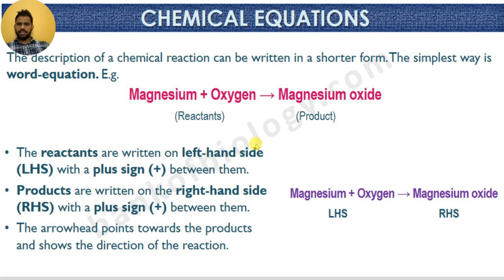Reactants are written on the left hand side. As you can see, magnesium and oxygen are reactants. They are written on the left hand side. Magnesium oxide is a product, so it is written on the right hand side. And there is a plus sign between the reactants, as we can see here. Products are written on the right hand side, RHS, with a plus between them. The arrowhead points towards the product and shows the direction of the reaction. Okay, so this is the chemical reaction. This is how we write it in words.